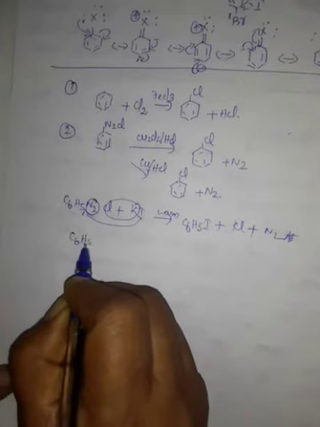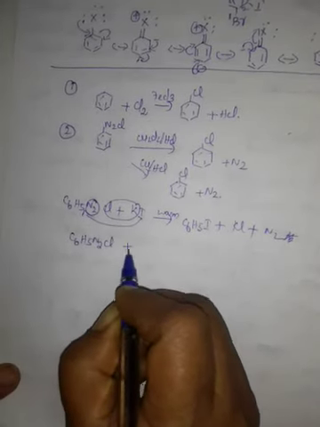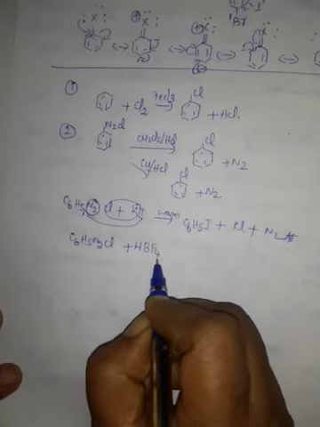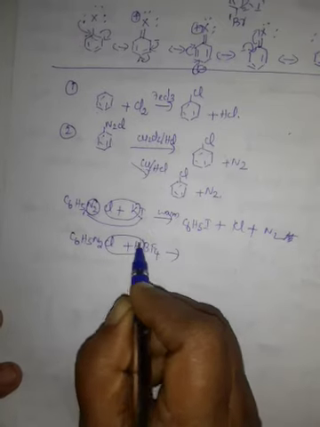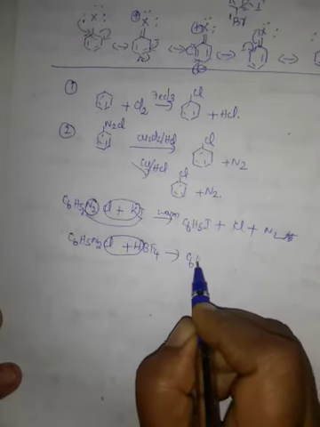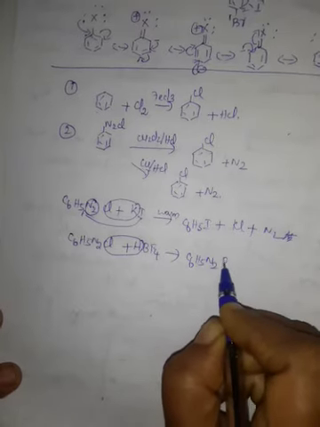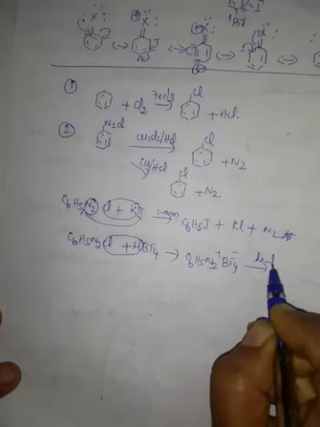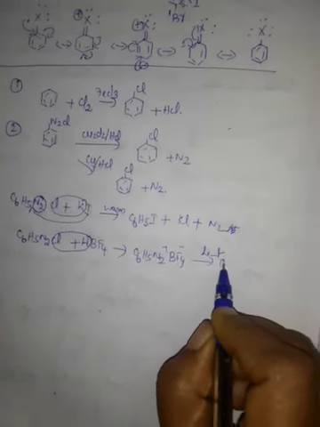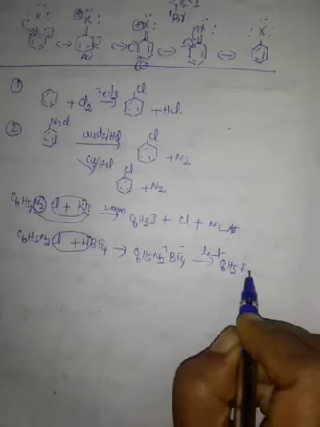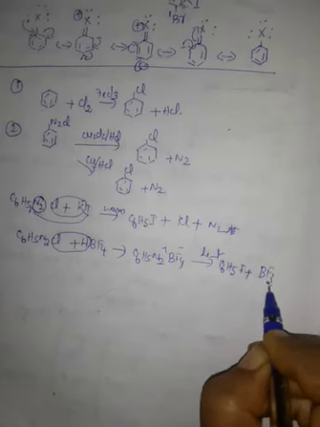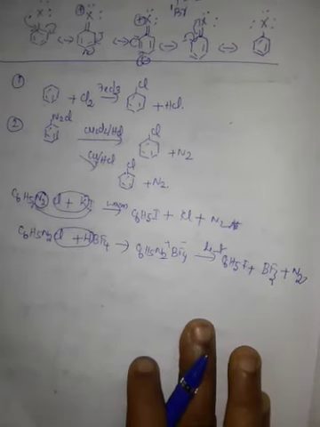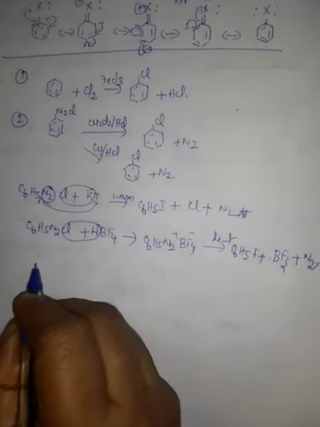Now preparation of fluorobenzene. Same benzene diazonium chloride treated with fluoroboric acid, HBF4. HCl is removed. C6H5N2BF4 becomes a salt. Then on heating we are getting C6H5F, fluorobenzene, plus boron trifluoride plus nitrogen. Next, commercial preparation of chlorobenzene, the Raschig process.